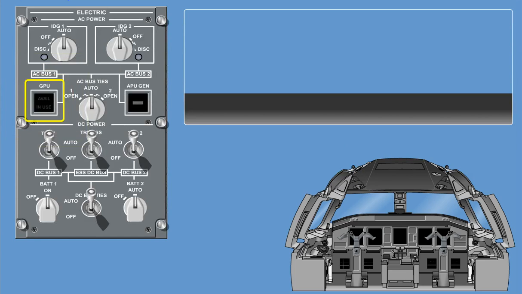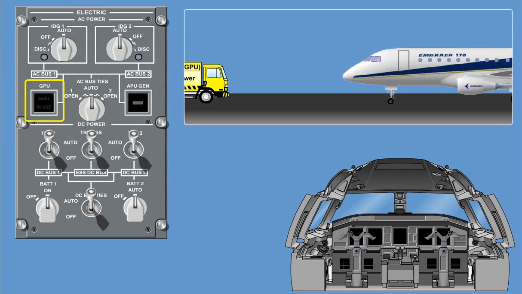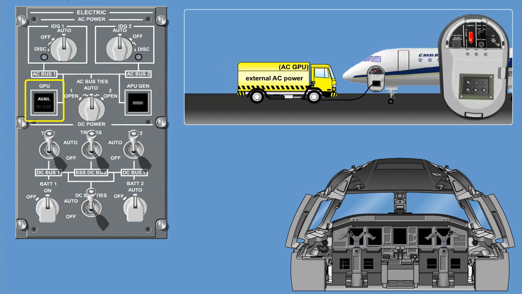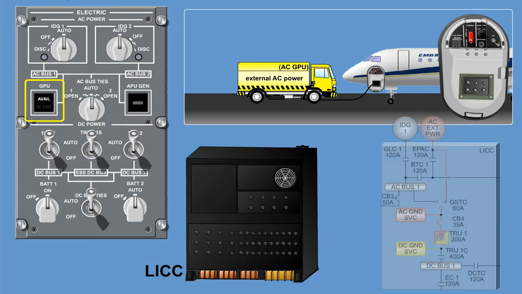The ground power unit switch allows activation of the external AC power unit, AC GPU, from the flight deck. This switch controls the external power AC contactor, EPAC, part of the Left Integrated Control Center, LICC.